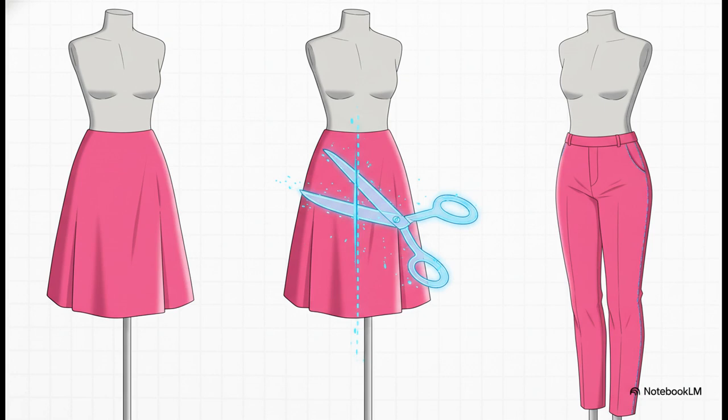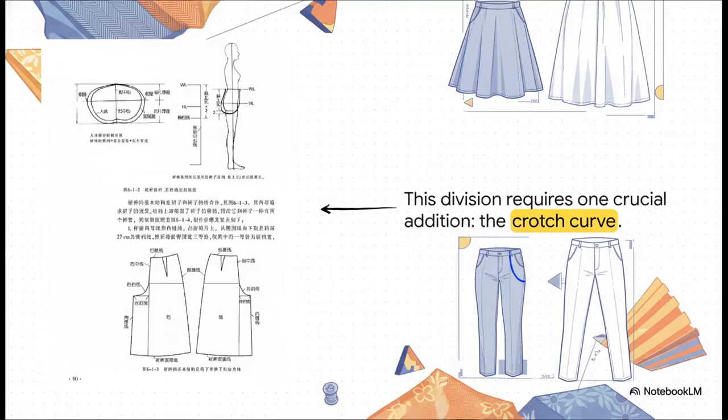Trousers are basically just a skirt that's been split down the middle and then sewn up to wrap around each leg on its own. But to make that whole division actually work, you need one crucial piece of new geometry: the crotch curve. That's the key addition. It's what allows the garment to fit properly between the legs and, most importantly, it gives you the freedom of movement for walking, sitting, running, everything.